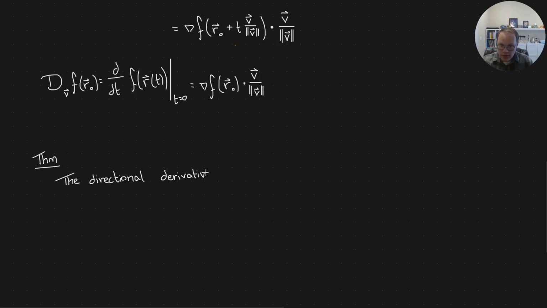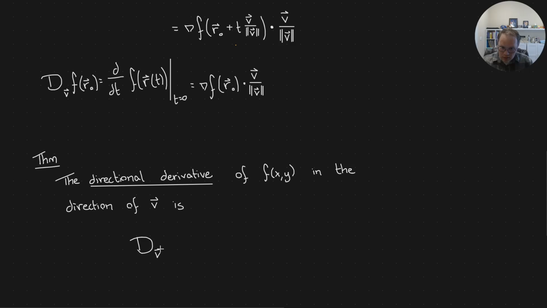The directional derivative of some function f of x, y in the direction of vector v is generally going to be given by the formula where we take the gradient of f and take the dot product with the unit vector pointing in the direction of the vector we're interested in.